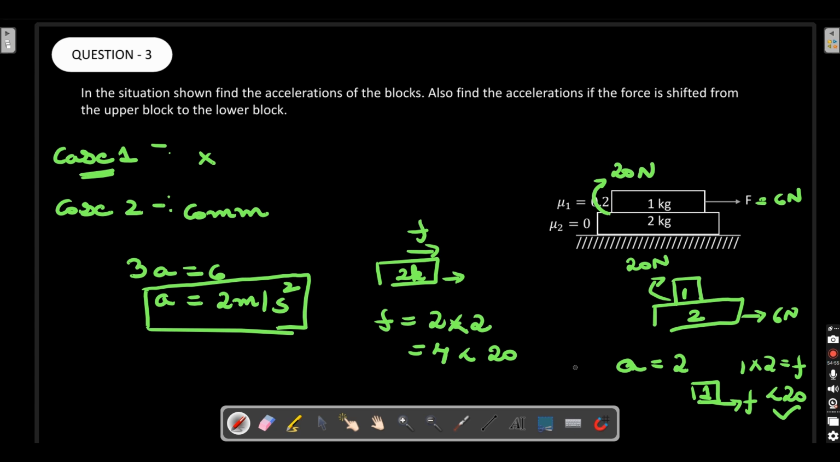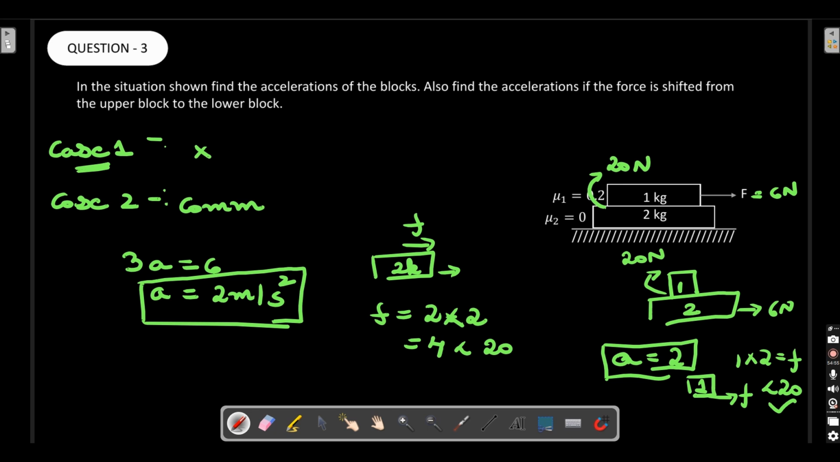So you may have the block up or down. The applied force may be on the upper block or lower block. The entire system will move with the same acceleration, 2 meter per second square, in both the conditions. Very, very simple question. You can solve it with ease if you have understood the concepts before.